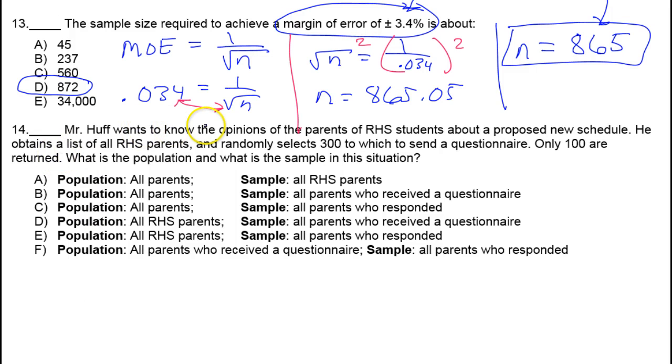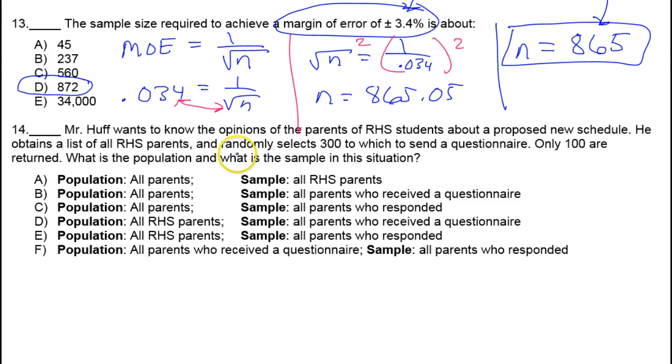Let's see. Mr. Huff wants to know the opinions of parents of RHS students about a proposed new schedule. He obtains a list of all RHS parents and then randomly selects 300 to which to send a questionnaire. Awkwardly worded. Only 100 are returned. What is the population and what is the sample of this situation?